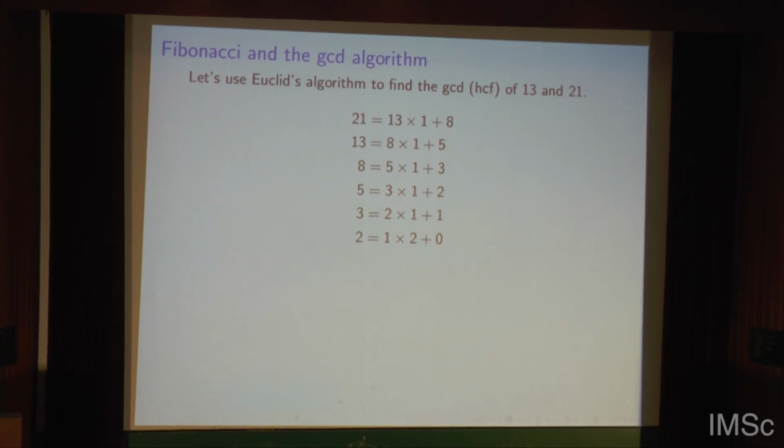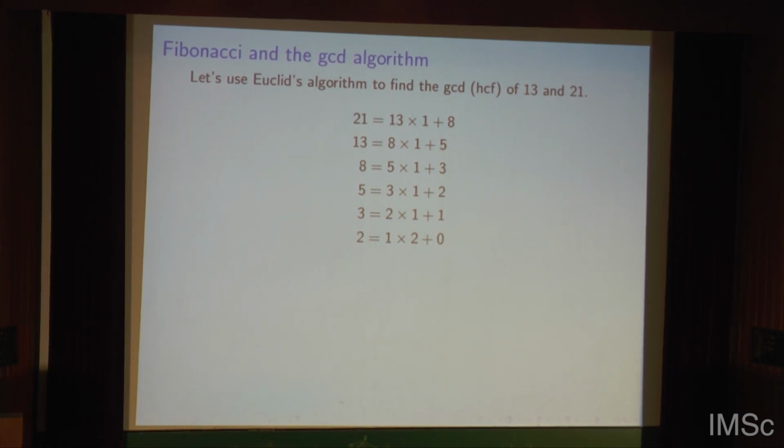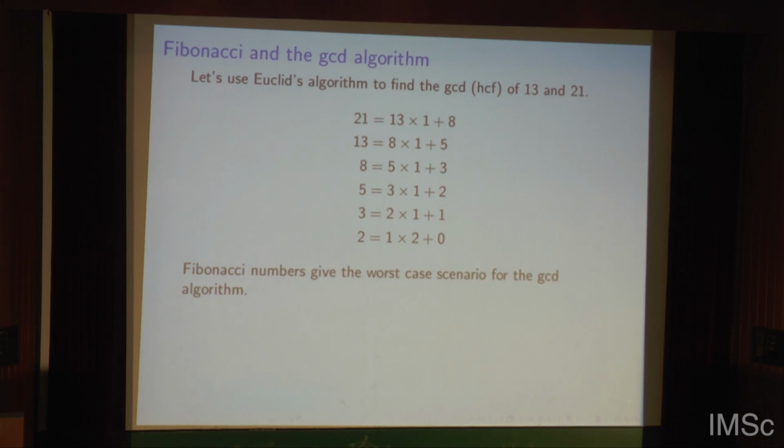When I did 12 and 8, it only took 3 steps, and this is just slightly larger numbers, 13 and 21. It took 1, 2, 3, 4, 5, 6 steps. So it took 6 steps by Euclid's algorithm to find the GCD of 13 and 21. So this is sort of a worst case scenario. Fibonacci numbers give the worst case scenario for Euclid's algorithm.